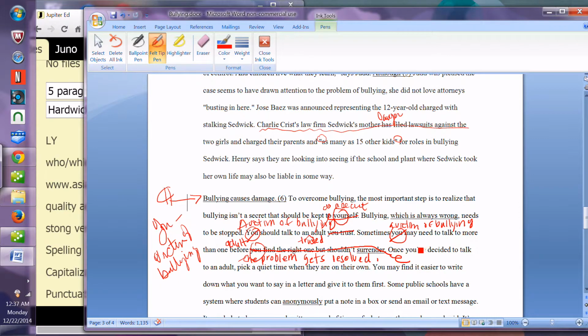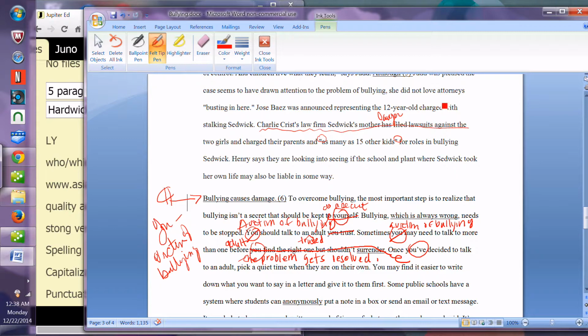Once you've decided to talk to an adult, pick a quiet time where they are on their own. And here again we have the you. So I've given you some examples of how to get rid of the you. You can restate your nouns. That's the easiest way. And when you're working on this, I want you to think about your audience. Who is this to? Is this an information piece for teachers, for parents, for students? It's going to make a big difference in the slant and how you're going to write this.